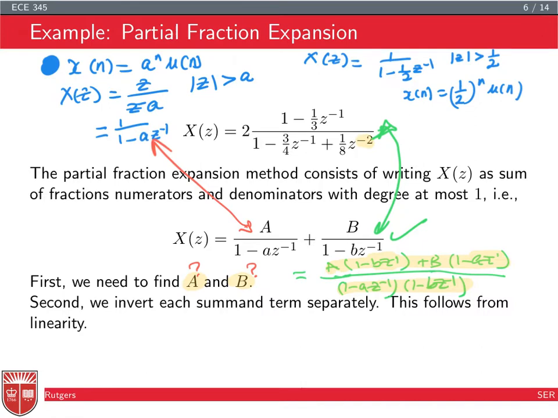Okay, and we call this partial fraction expansion. Again, the idea is to divide a complicated rational function into parts where the numerator and the denominator have degree at most 1, so I can invert them separately based on the easy formulas that I know.